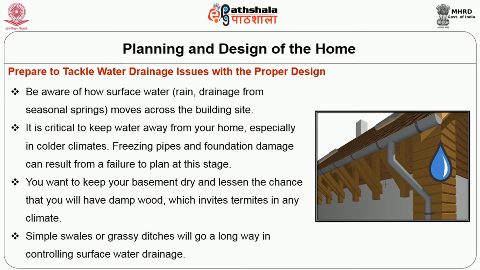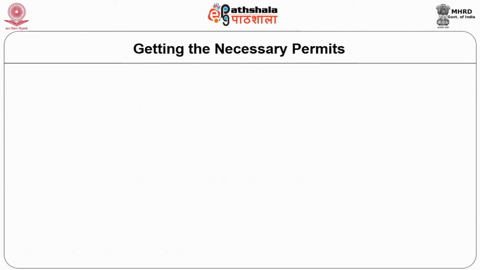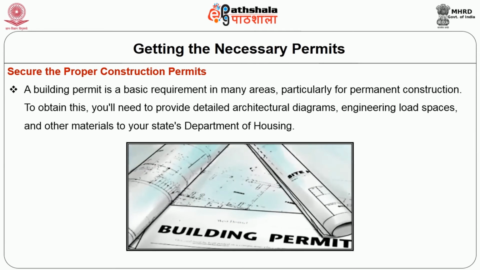Simple swales or grassy ditches will go a long way in controlling the surface water drainage, as shown in the figure. Getting the necessary permits. Secure the proper construction permits. A building permit is a basic requirement in many areas, particularly for permanent construction.